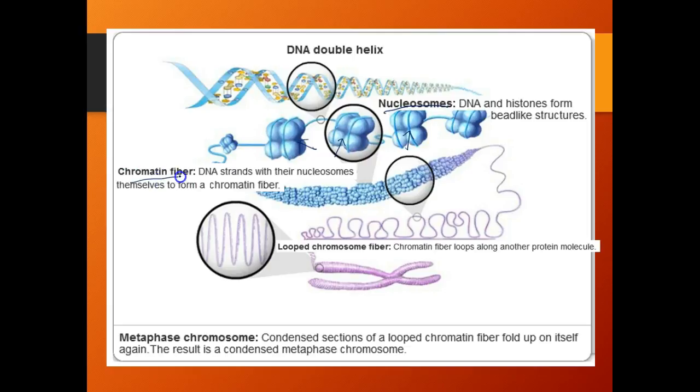That combination of DNA and histones is what we call nucleosomes. We also have chromatin fiber, which is DNA strands with their nucleosomes forming a chromatin fiber. Then we have looped chromosome fibers, which is chromatin fiber looping along another protein molecule. And then you have your chromosome, which is what we see when we replicate our DNA, that tightly wound chromosome around all of the protein. From this, you really only need to know the DNA double helix, what histones are, and that when it's tightly wound, we call them chromosomes.